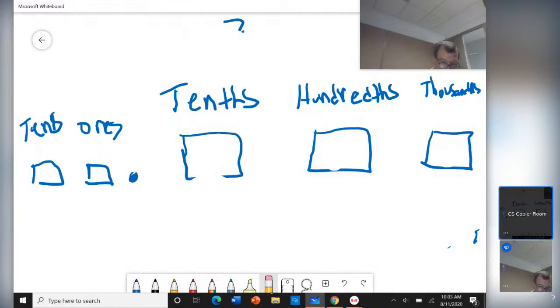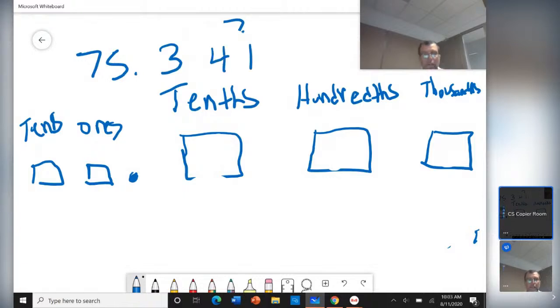So let's say we have 75.341. How that would read is 75 and 341 thousandths. So you'd put the 7 down in the tens, the 5 right here in the ones, 3 in the tenths, 4 in the hundredths, and 1 in the thousandths.